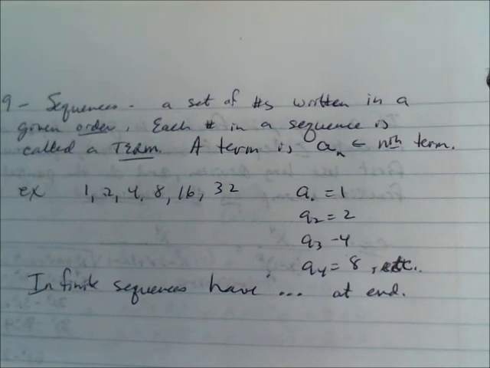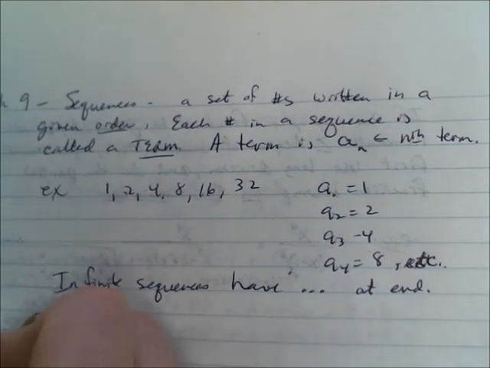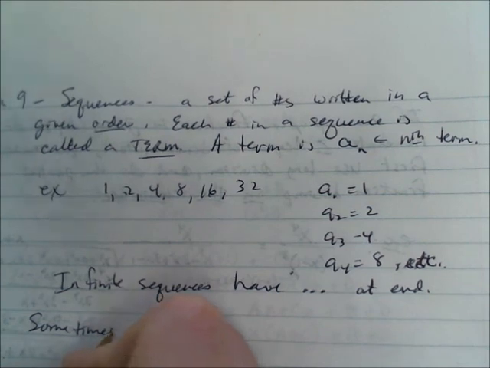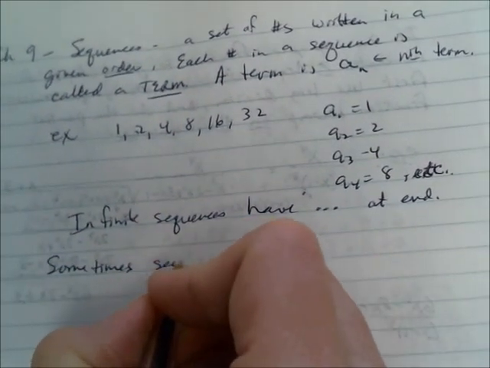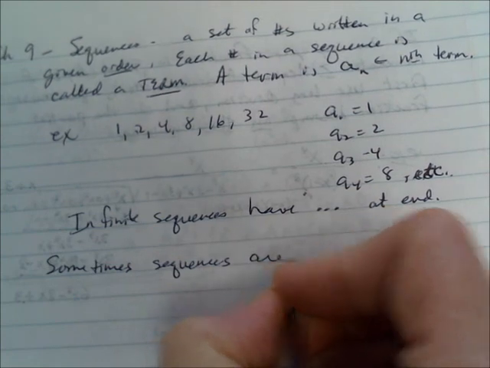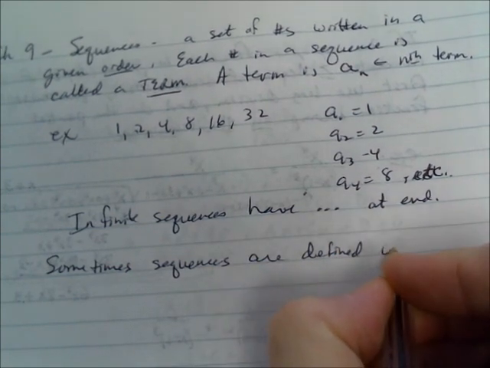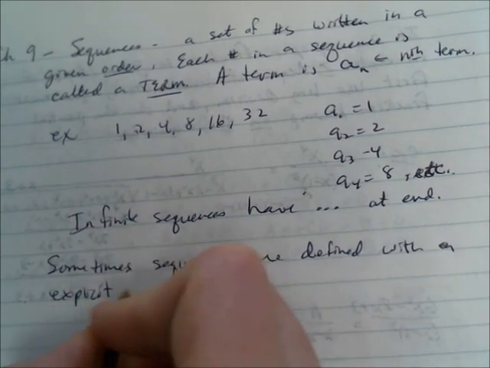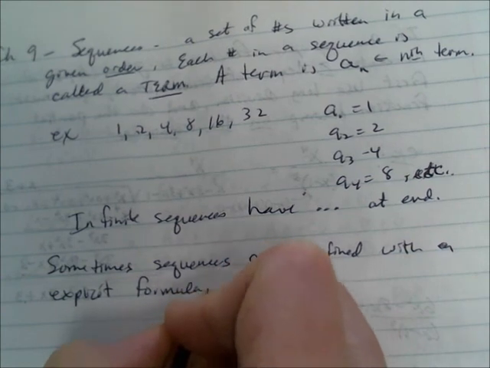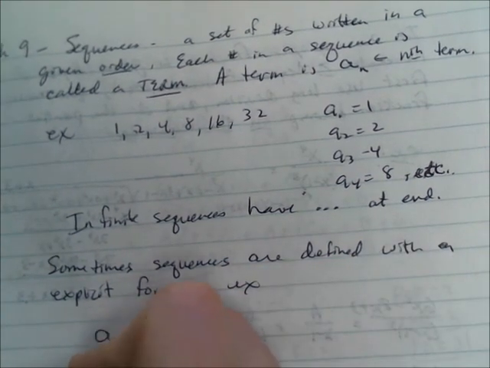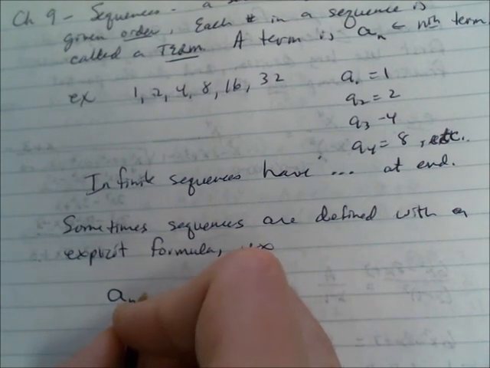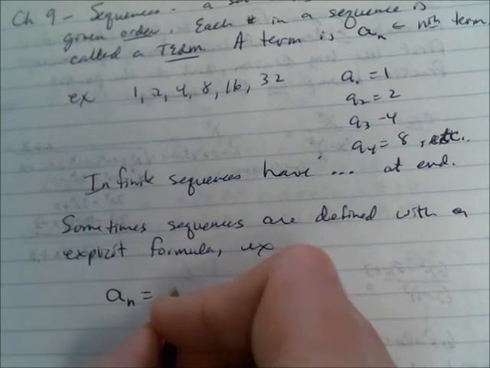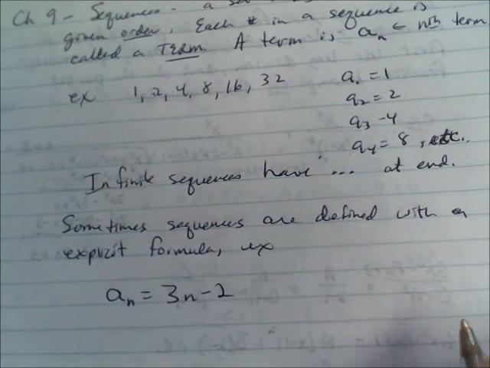All right, so you can sometimes define a sequence with a specific formula. Sequences are defined with an explicit formula. For example, you might see a formula like this. A sub n, or the nth term, is 3n minus 2. That's a really simple one.